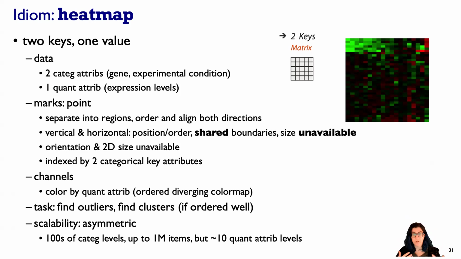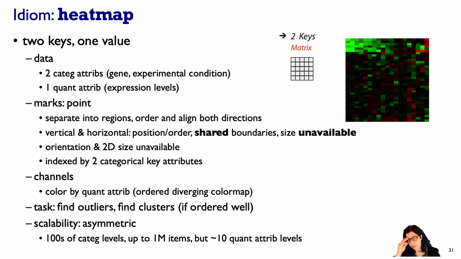What that means, because there are shared boundaries, is that size is unavailable. It's space filling. We're completely using up space with these color codings. So orientation isn't available because we've got these shared boundaries. And not only are 1D size in both directions unavailable, but 2D size is also, unsurprisingly, unavailable. So we've got this ability to look up. Now, the color channel is actually being used to color that entire block by that quantitative attribute.